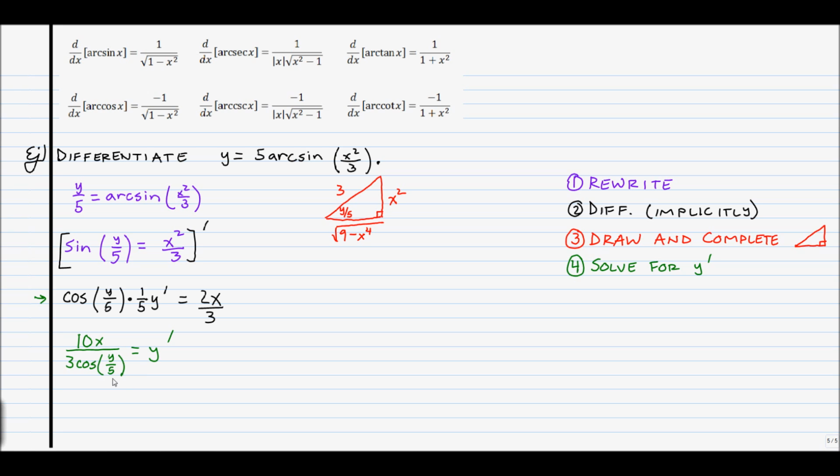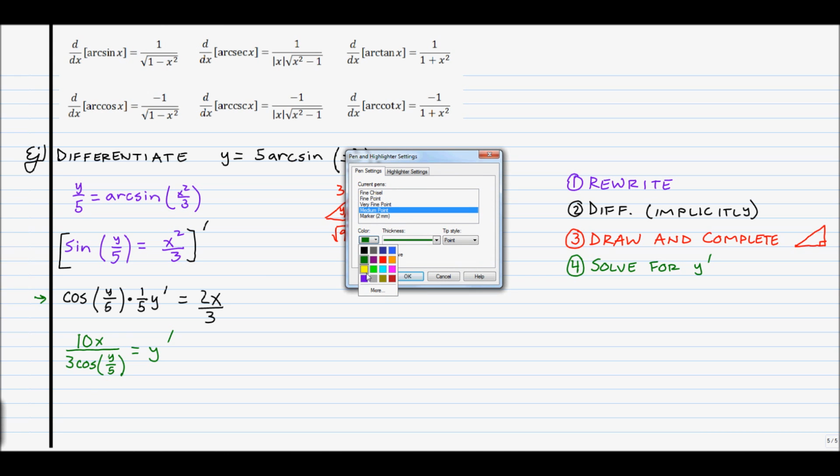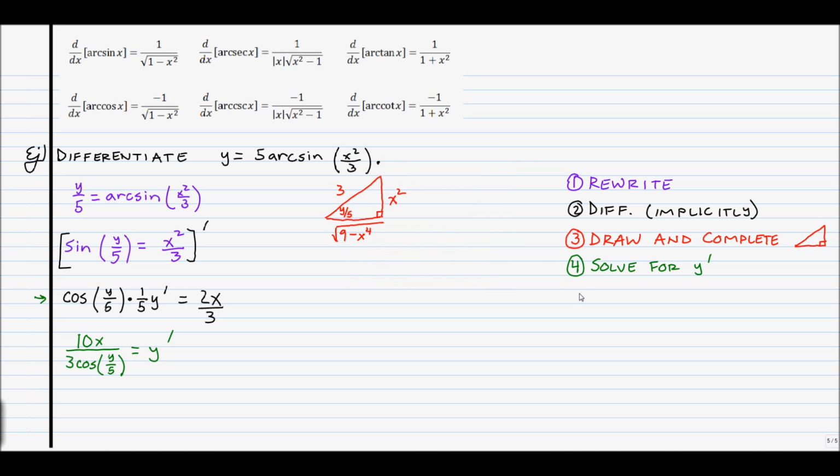So from here, what do we have to do? Well, now, finally, we need to substitute from the triangle. Let's get a good color here. How about blue? How did I describe this? I want to make sure I do it correctly. Use triangle, or substitute from triangle.